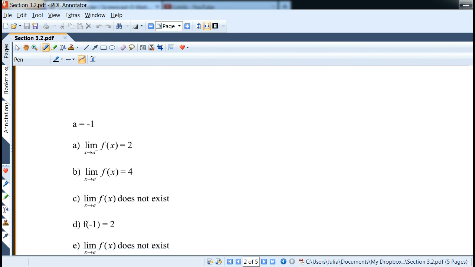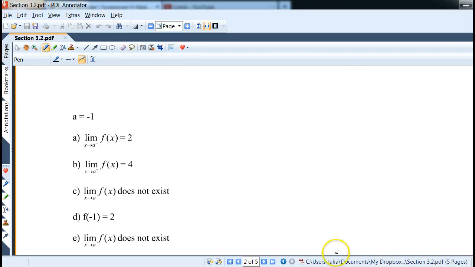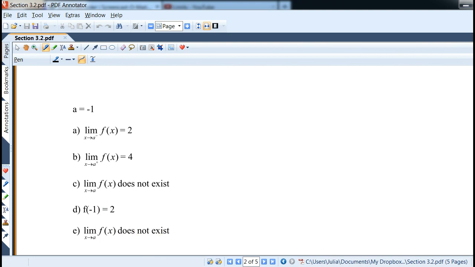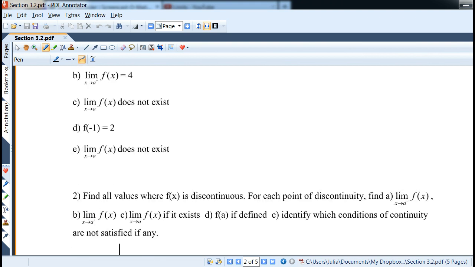But the main condition why it was not continuous is that the limit did not exist. Certainly, if it does not exist, it would not equal the y value, but the main condition is that it does not exist. Okay, now let's take a look at another example.